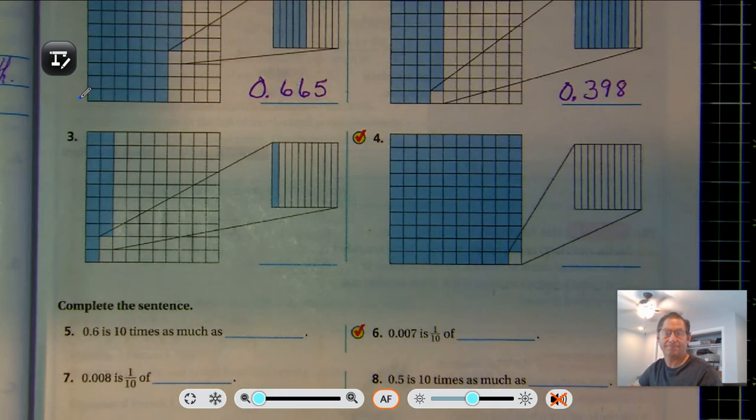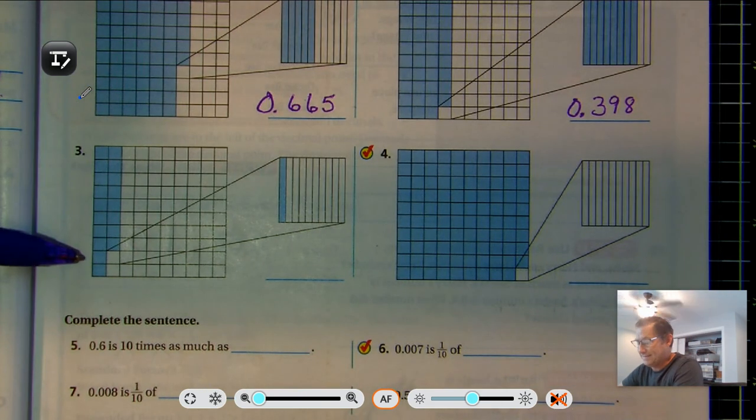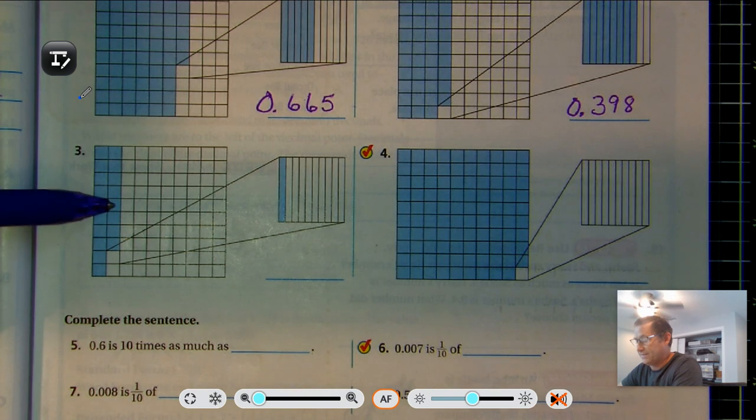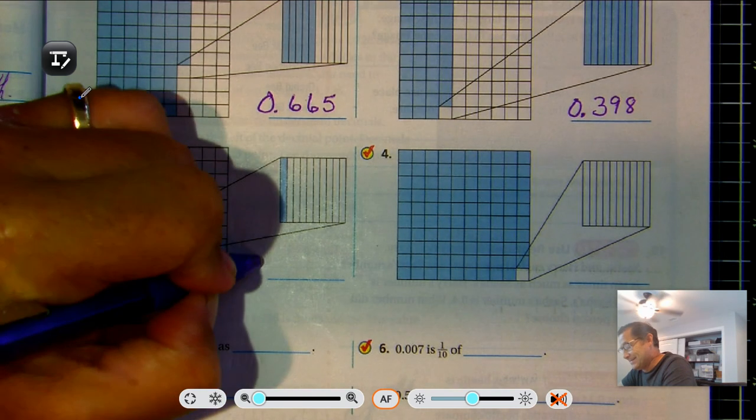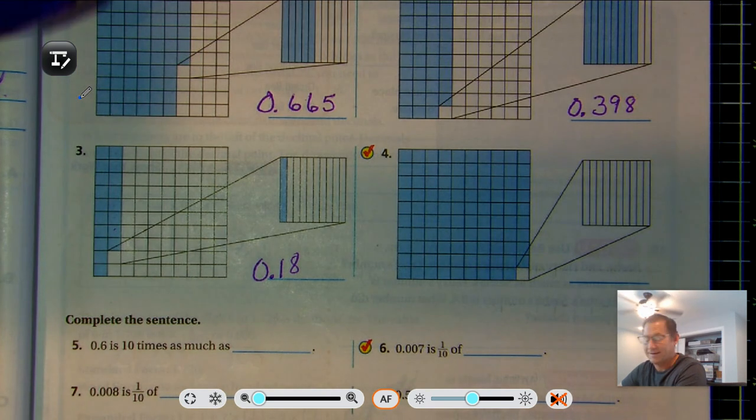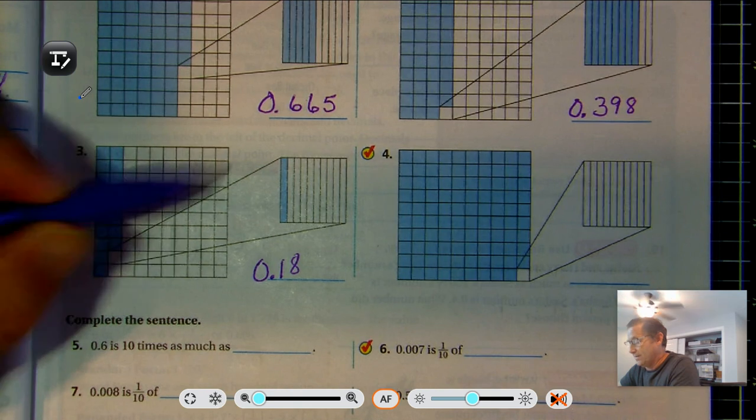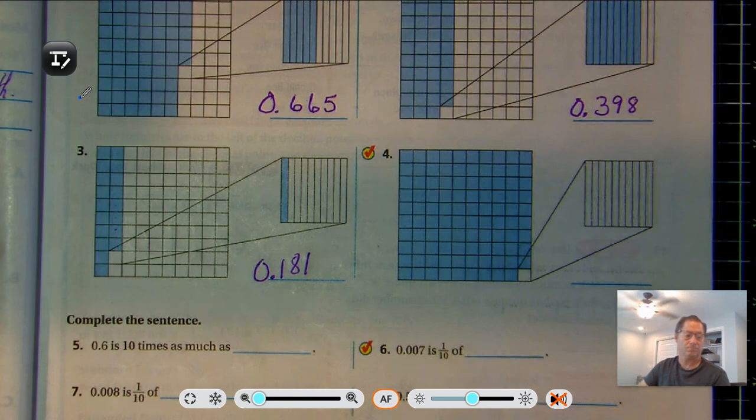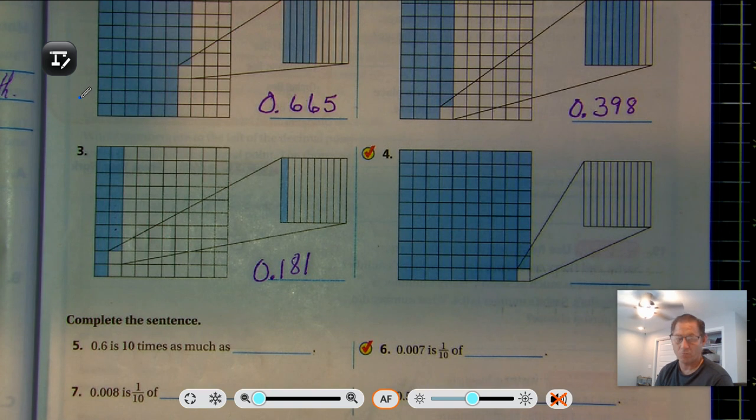Okay, number 3. We have 10, 11, 12, 13, 14, 15, 16, 17, 18 hundredths right now shaded. And in this very last one, there's 1/1000th. So 0.181 is what's shown by this model.